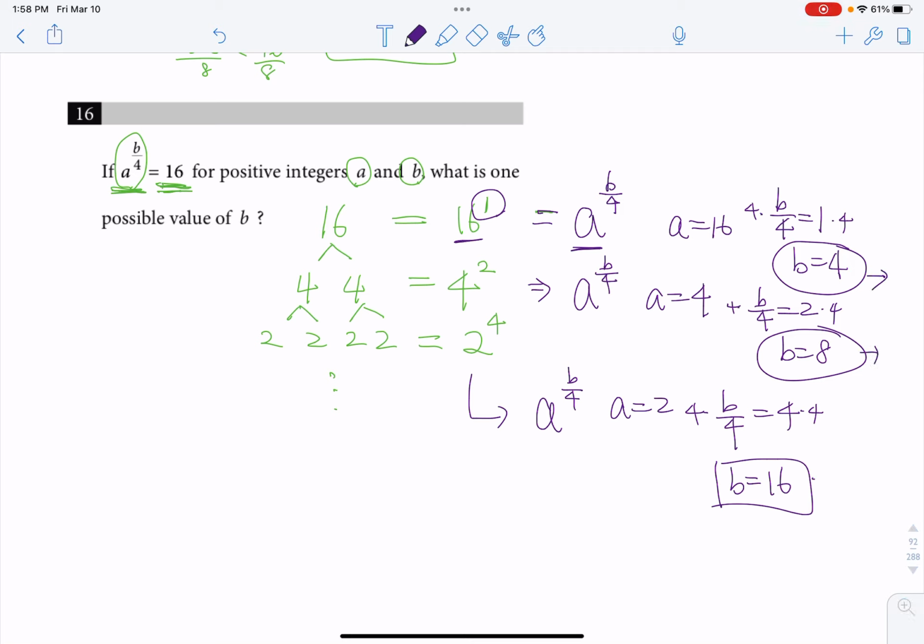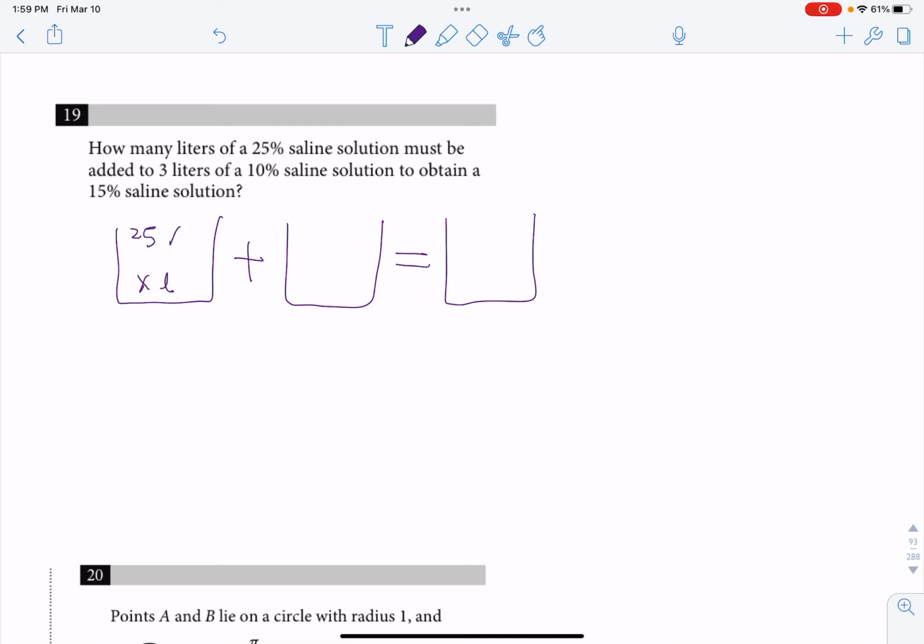And then, how many liters of a 25% saline solution must be added to 3 liters of a 10% saline solution to obtain a 15% saline solution? Then this is a mixture problem. You try to draw 3 boxes, and first one, how many liters? x liters of 25%. And then the other one, you have 3 liters of 10%. And you obtain 15%, you add this together, it becomes x plus 3.